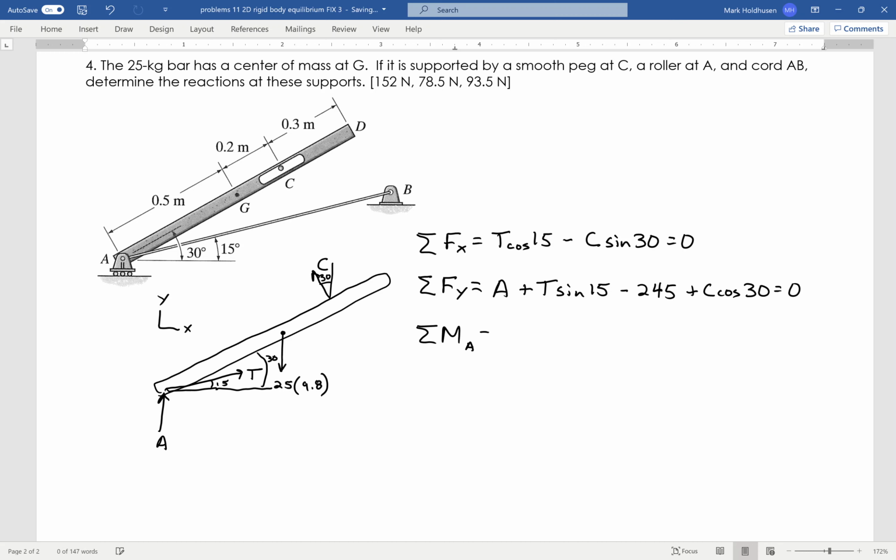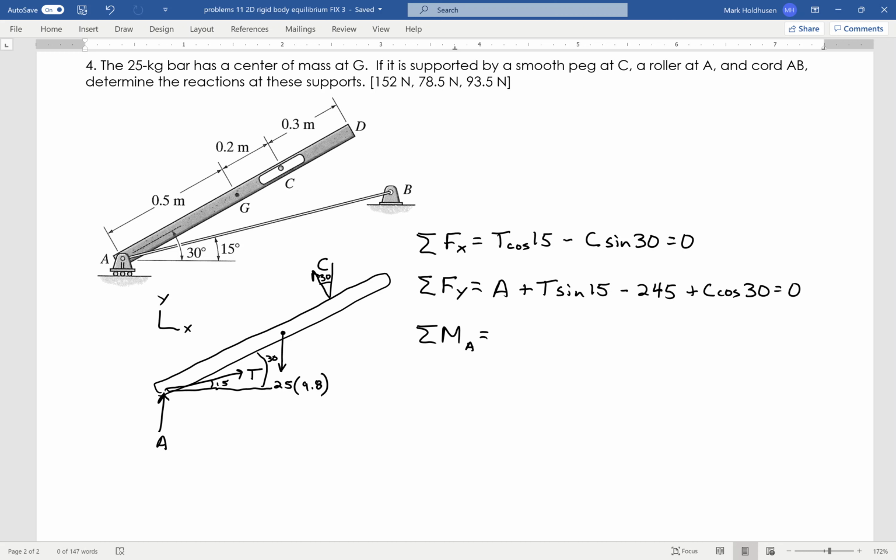Now let's sum the moments. I'm going to sum the moments about A. Why? Because I've got the unknown A there. I also have the unknown T there. What I'm going to do here is take the moments about that, so A and T go away. Now I've got my 245, the weight. That's a vertical force.